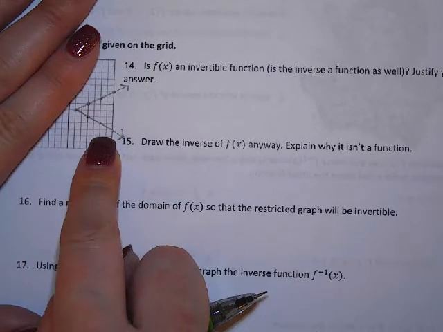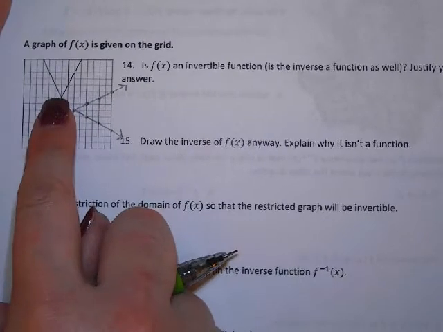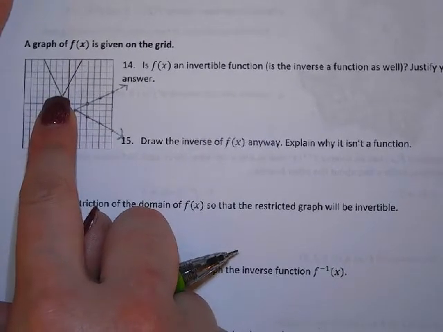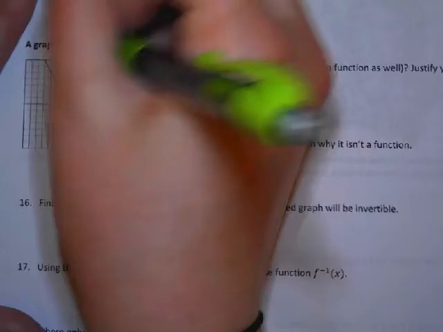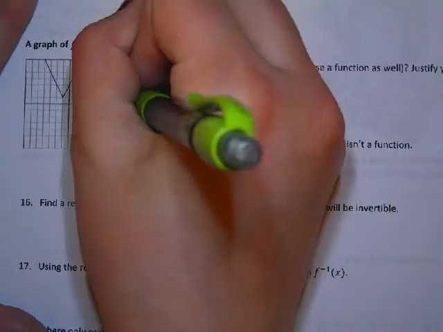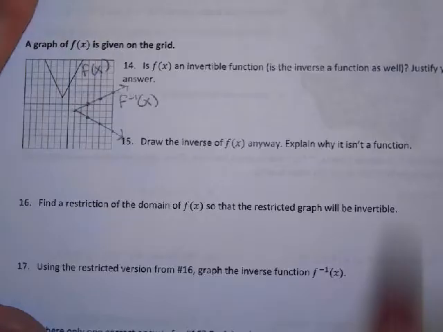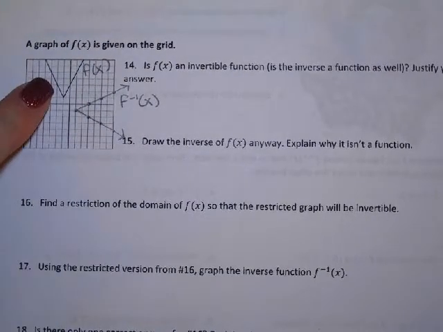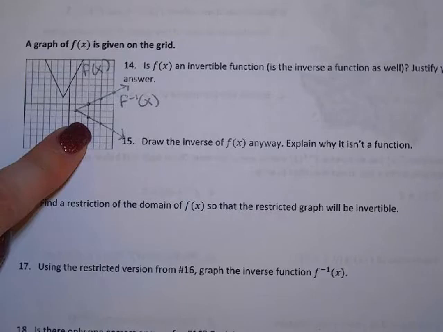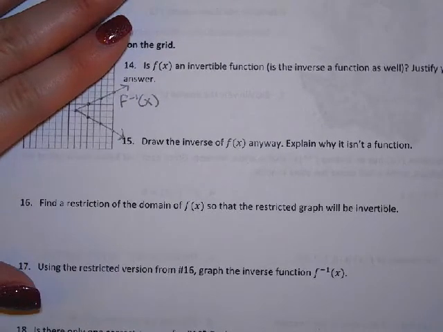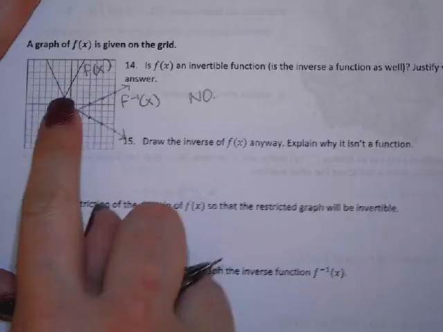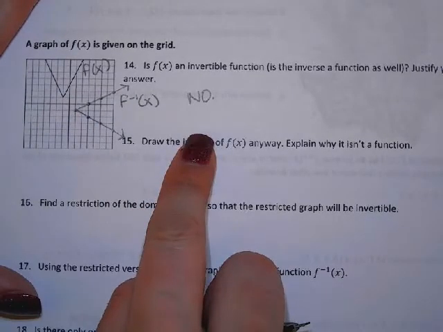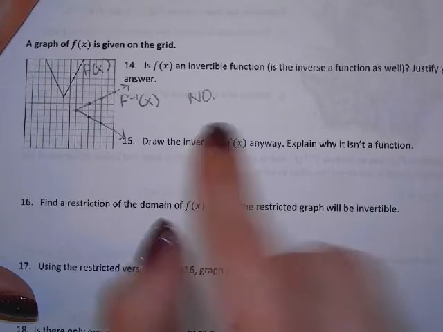So when I check to see if f of x is an invertible function, I don't even look at f of x, I look at its inverse, okay? So go ahead and label this on your paper. That is f of x. This is f inverse of x. So I've got my function, I've got my inverse. When I cover up my function and just look at the inverse, it is not a function. So is f of x an invertible function? The answer is no, because the inverse is not a function.